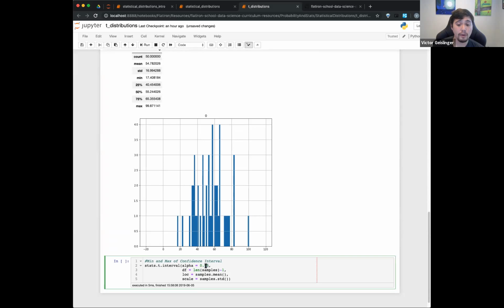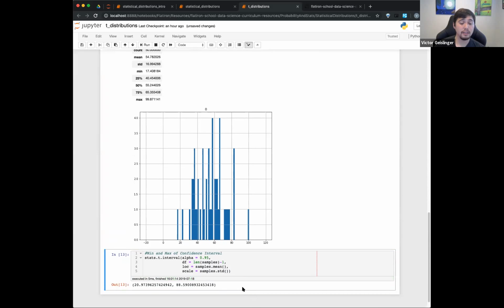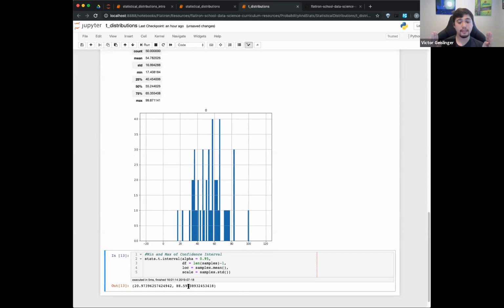So we can say, okay, we want a confidence interval of 95. Our degrees of freedom is basically the number of samples minus 1. Here's our sample mean, which we saw was about 54 point something. Our sample standard deviation was a little bit under 17. We run this now, and we have 95% confidence that our true population mean will fall between about 21 and 89. So that means if we do this over and over again, 95 out of 100 experiments would fall between 21 and 89.